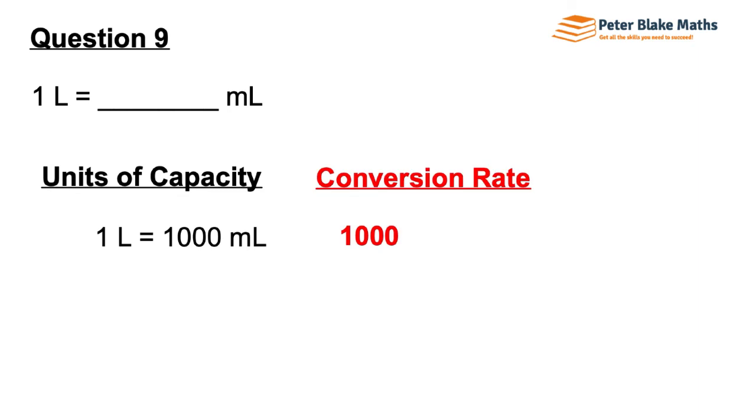So the conversion rate here is 1,000, and we'll be multiplying by 1,000 because we're breaking the litres up into smaller units. So we're expecting a larger number, hence the multiplication there to make things larger. So we'll just get an answer there of 1,000 millilitres. That's just a fact that we should remember.